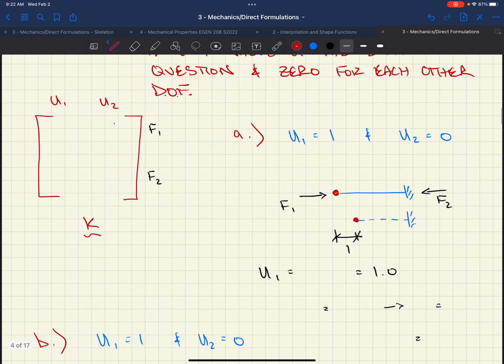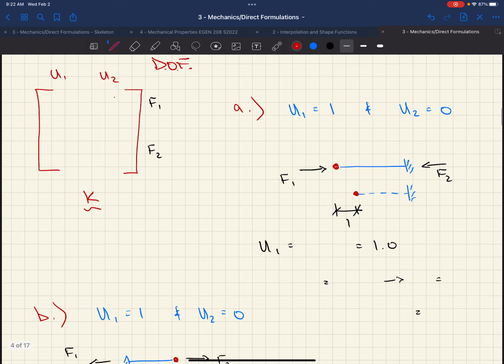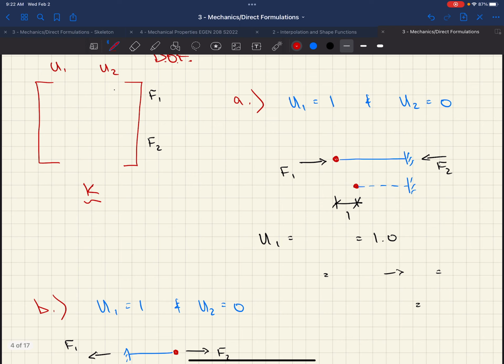So if we start with that approach, A being our first column, we're going to say that the displacement at U1 is 1, and the displacement at U2 is 0. If we drew a free body diagram of that, we'd essentially say that we're going to fix U2 and allow U1 to move over a unit displacement.